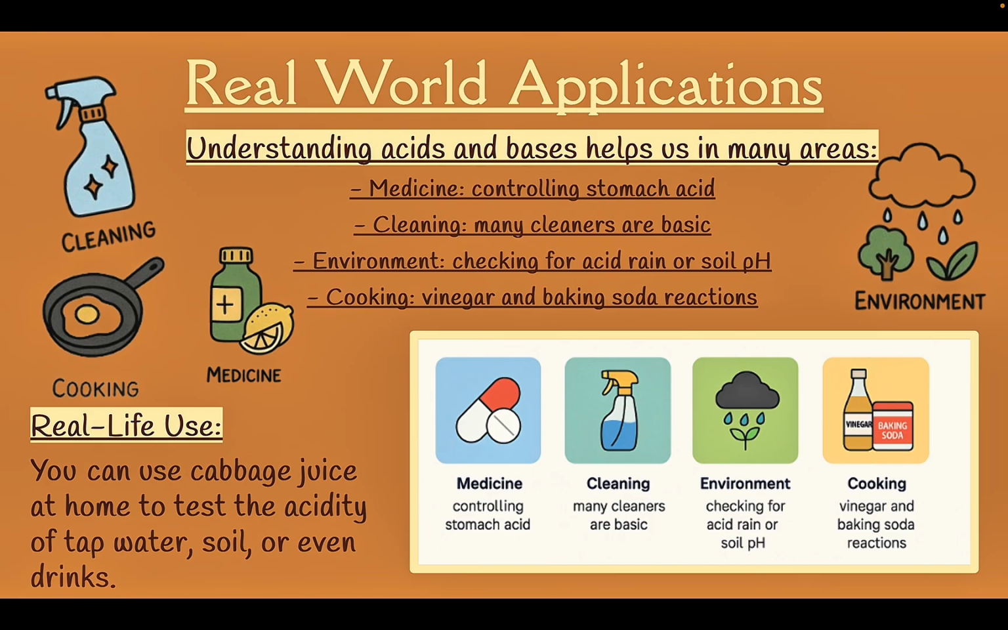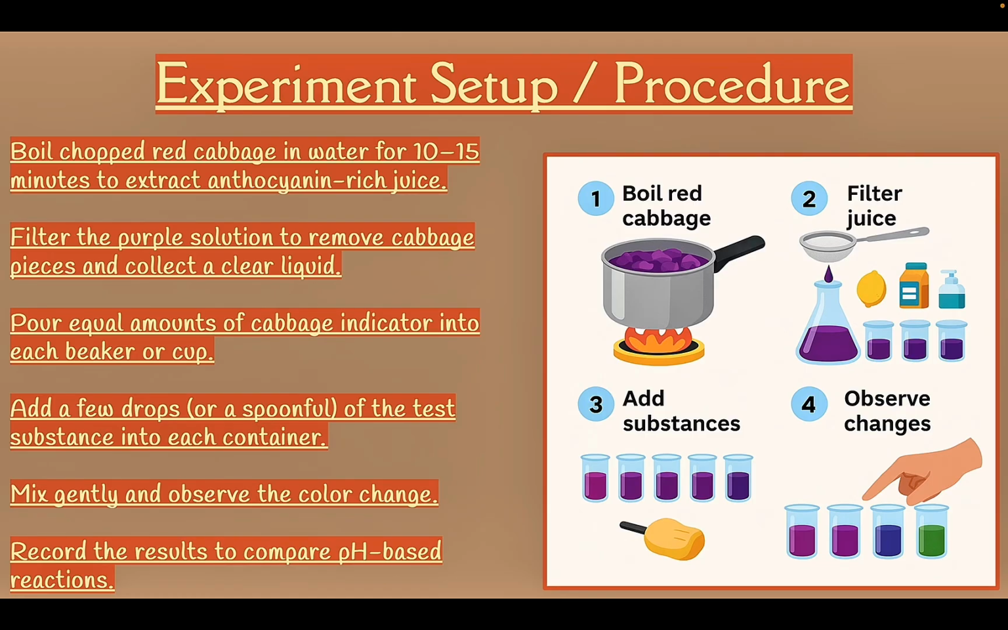So real life use. In this case, we can use cabbage juice at home to test the acidity of tap water, soil, drinks, whatever you actually want to test. You can use hot sauce, ketchup, anything. It's a very cool experiment. So let's talk about it. How do we perform this experiment?